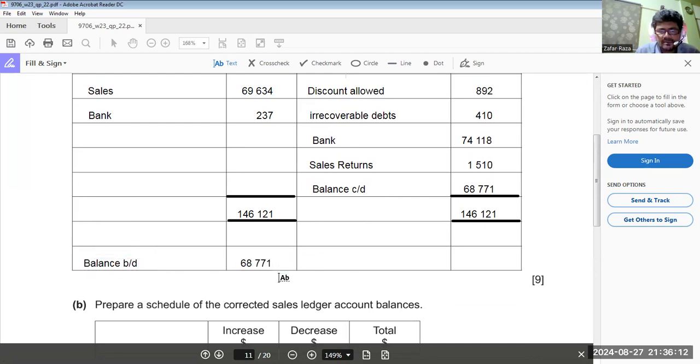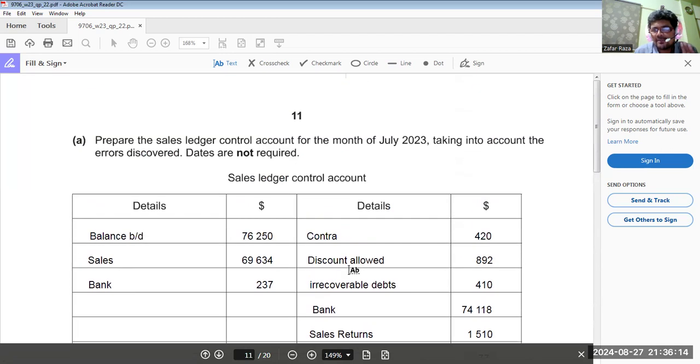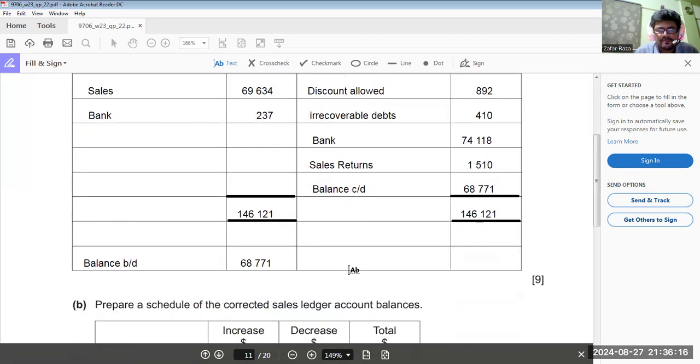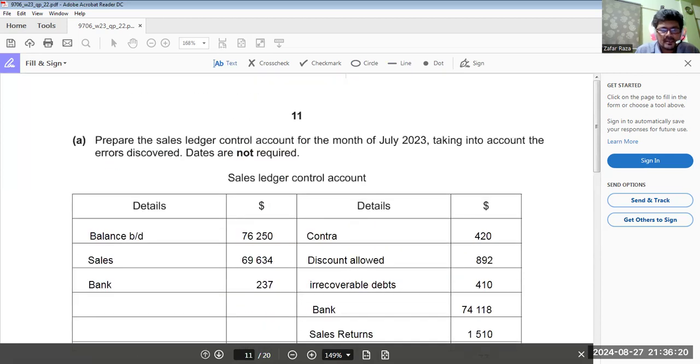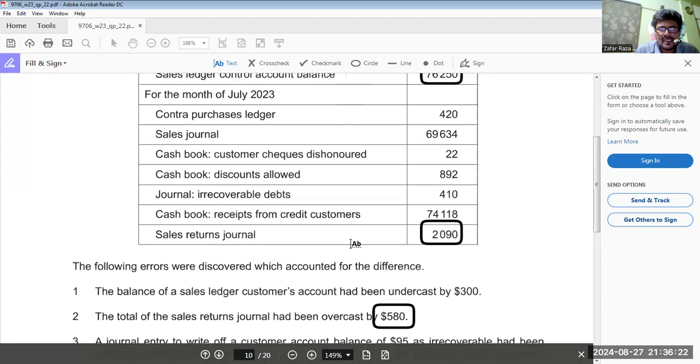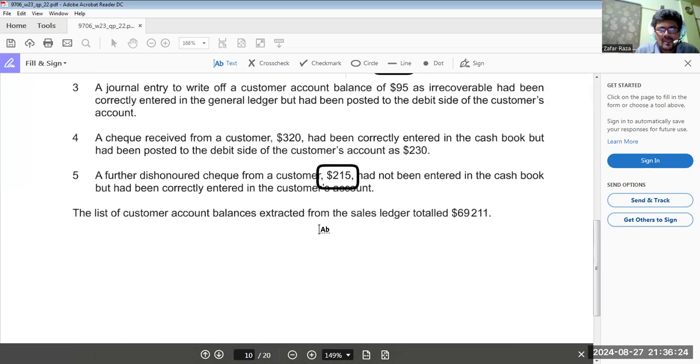68,771. This is complete, and you get 9 marks over here. Okay. Now, the thing is, still, the list of customer account balances extracted from sale ledger is 69,211. Still, it does not match with the control account closing balance.